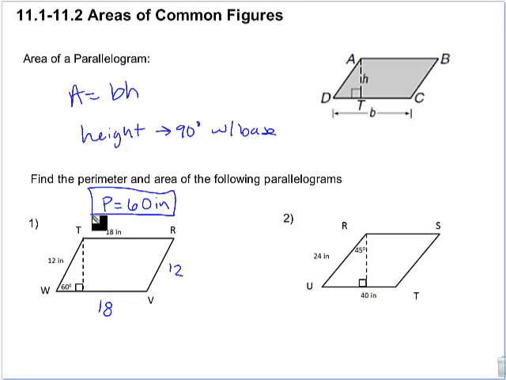Area, we need base times height. So what do we have right now? We have the perimeter and we have the base. Do we have the height? No. We got to get the height. But look, we are even given an angle measure of 60 degrees. Oh, there's the beautiful triangles of 30, 60, 90, aren't there? Yeah. You're going to want to know these.